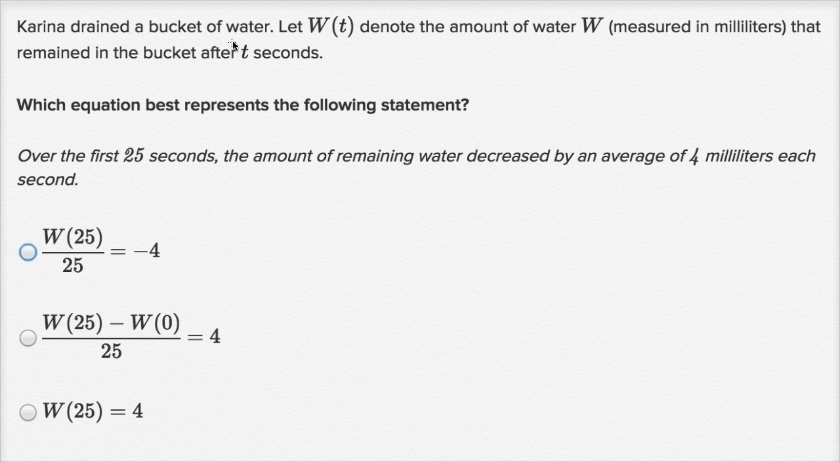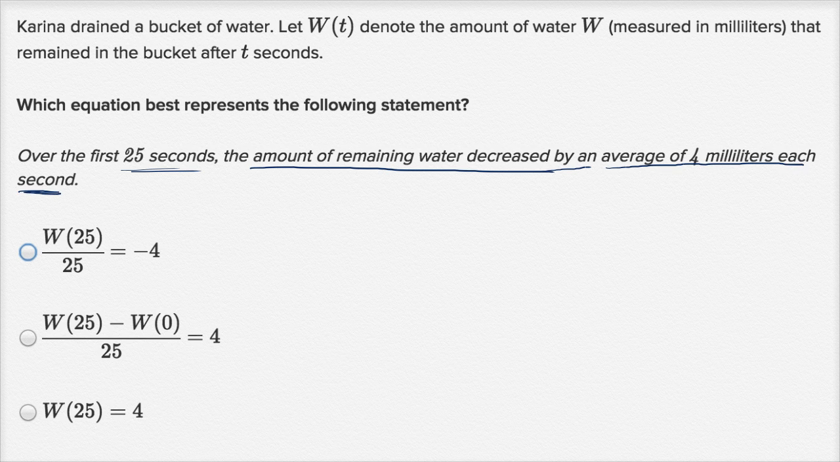Corinna drained a bucket of water. Let W of t denote the amount of water W measured in milliliters that remained in the bucket after t seconds. Which equation best represents the following statement? Over the first 25 seconds, the amount of water remaining decreased by an average of 4 milliliters each second.